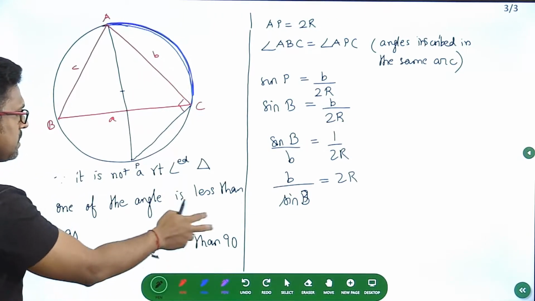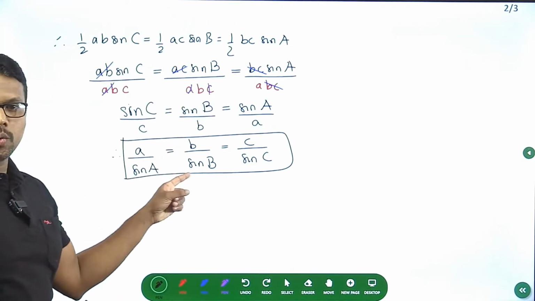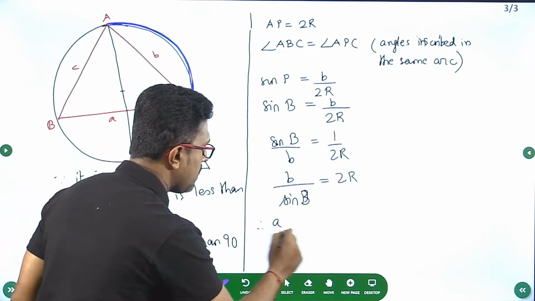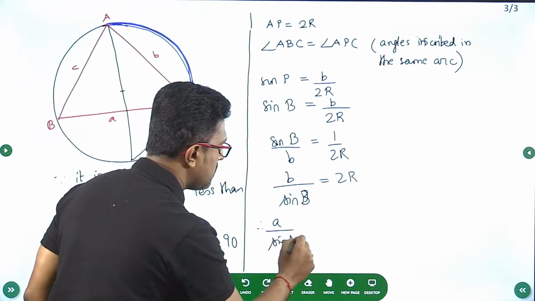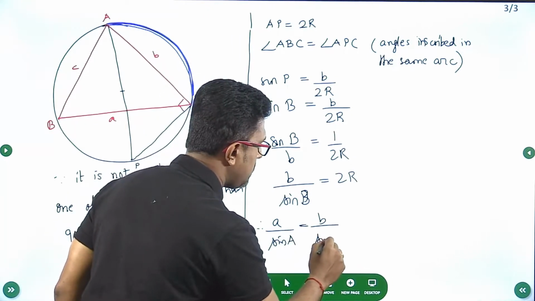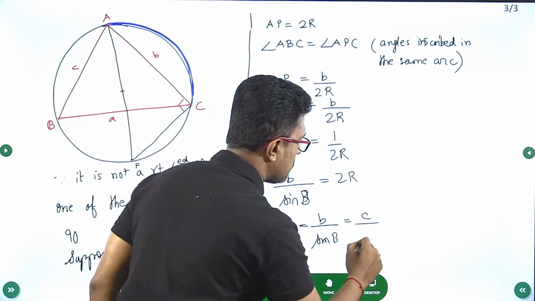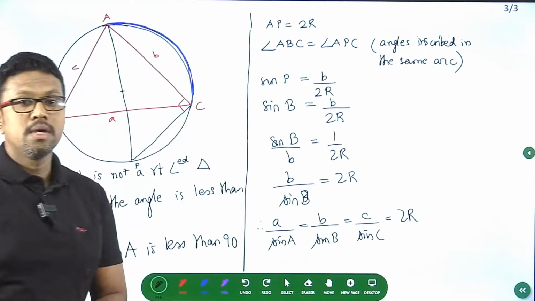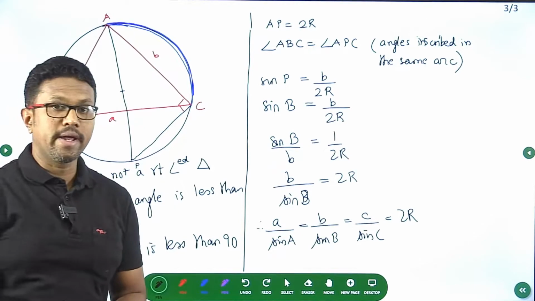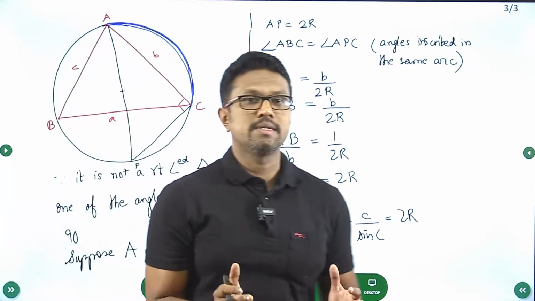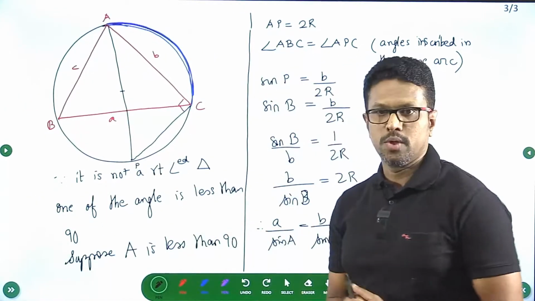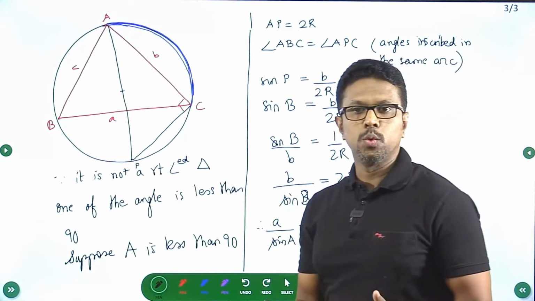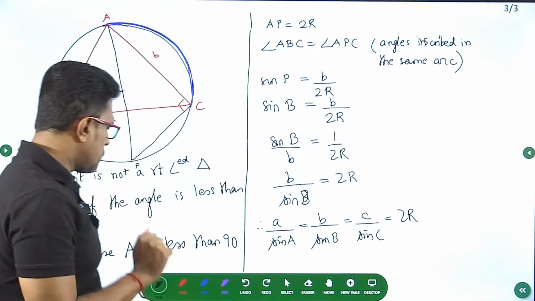So obviously यहाँ पे आप देख सकते हो B अपॉन साइन B अगर 2R है तो बाकी के रेशियोज भी 2R होंगे. So we can say therefore A upon sin A is equal to B upon sin B is equal to C upon sin C is equal to 2R. So this is the complete proof of sine rule. तो पूरा प्रूफ जो है साइन रूल का, पूरा प्रूफ जो है वो यहाँ पे हमने देखा. So first of all we had to prove the ratio and then we proved that it's equal to 2R. So ये हो गया sine rule.